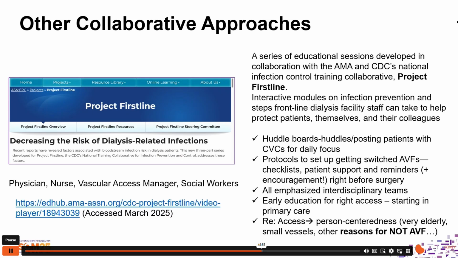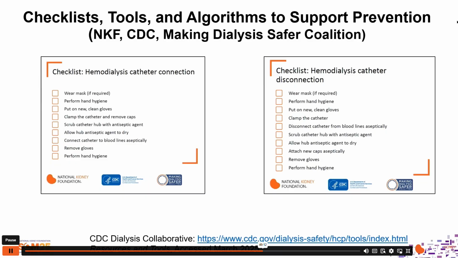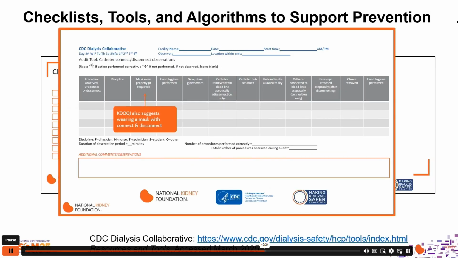They all emphasized interdisciplinary teams, early education for the right access, starting in primary care, which I think is fantastic. And then again, as we've talked about, really focusing on the right access, person-centeredness at the right time. So maybe an AV fistula is not exactly the best access for a certain individual. Also collaborations with the Making Dialysis Safer for Patients Coalition, which aims to prevent bloodstream infections in patients on dialysis. People can get involved, you can sign up to be a part of this, and you can access all these great tools. Again, you can use them at your centers, print them off. I'm not part of this coalition, and the URL for that is listed.